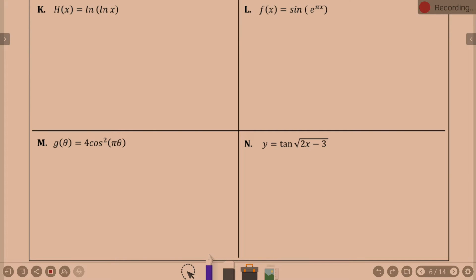Because if it were ln x times ln x, all I see is a basic product rule. But since it's ln of ln x, that's not things multiplying. That's a function within a function. So it's a chain rule. It is gross, I agree.